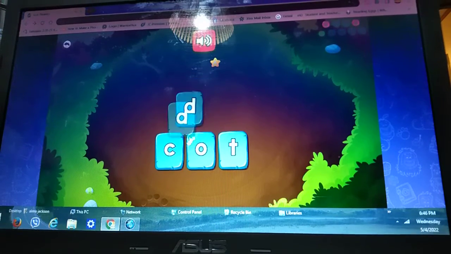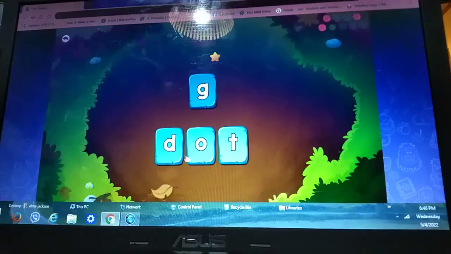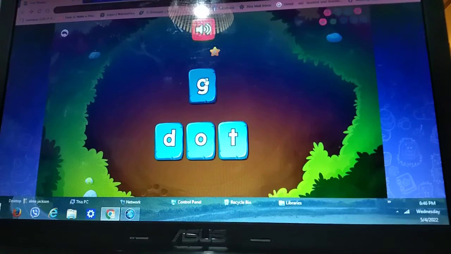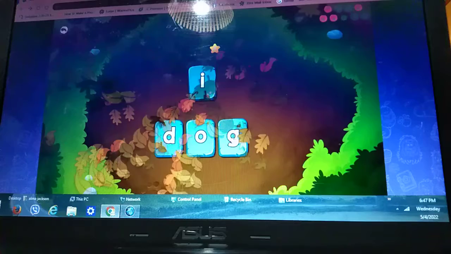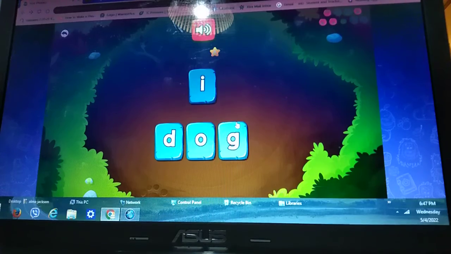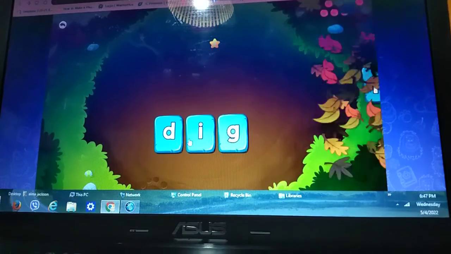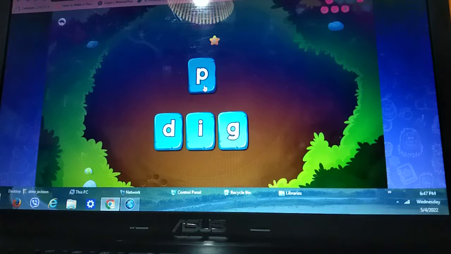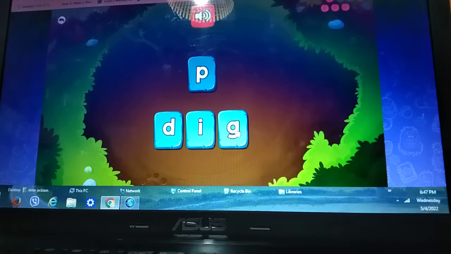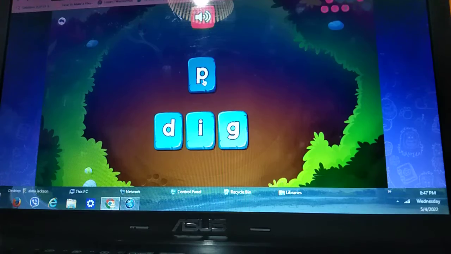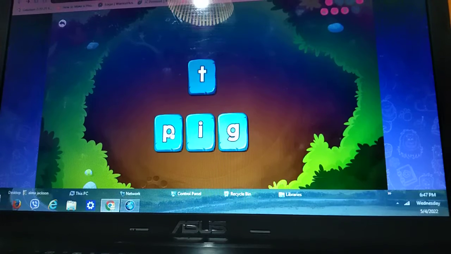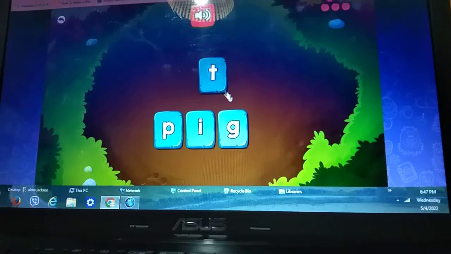Bring the bee down. Now make the word dog. D-O-G. Dog. Now make the word dig. D-I-G. Dig. Now make the word pig. P-I-G. Pig. Now make the word pit. P-I-T. Pit.